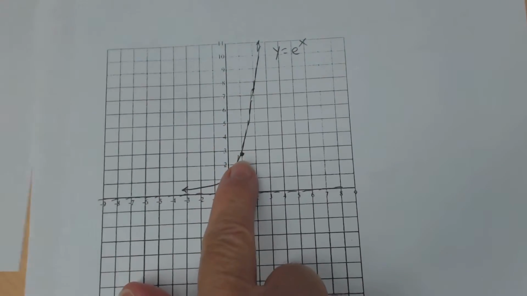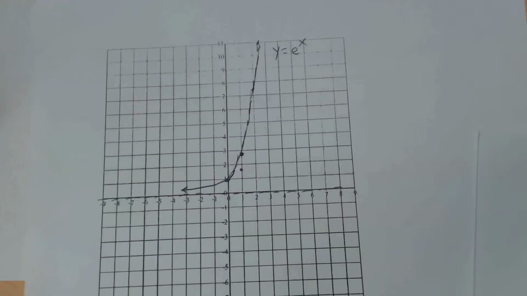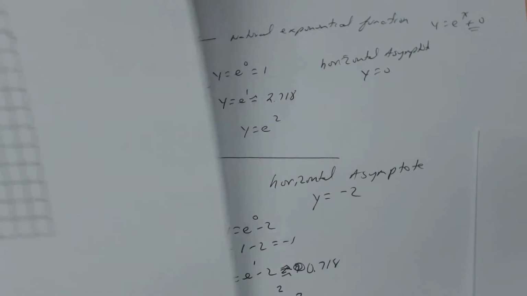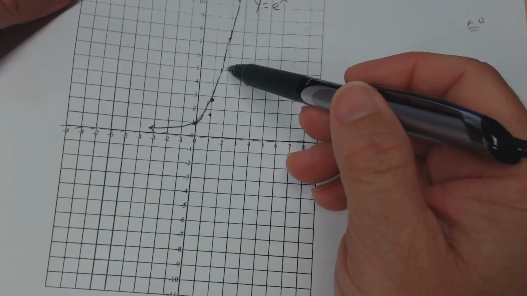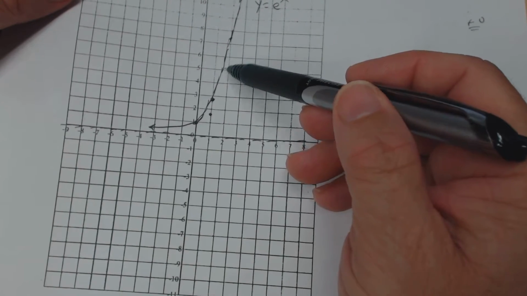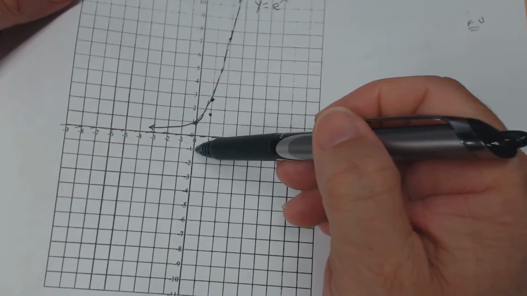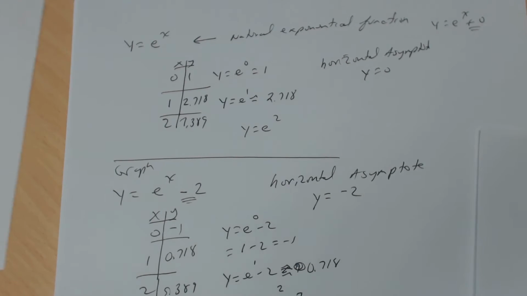See this right here, your original graph, e to the x? So when you graph this, you're taking this graph and shifting it down 2 units. So all these points are shifted down 2 units. So this becomes this. This becomes this, and so on. Okay? And that's what's happening. So everything's shifted down 2 units.